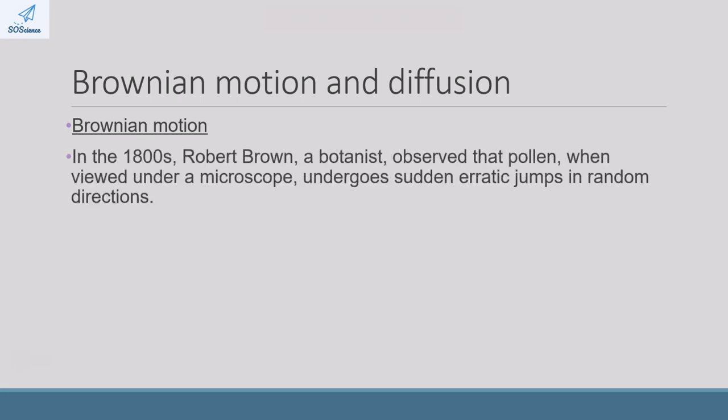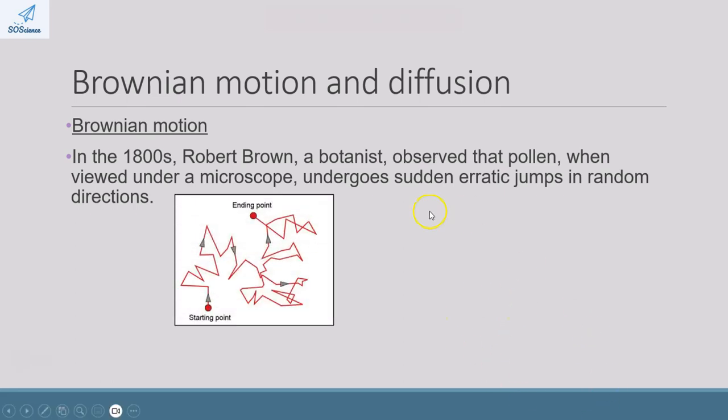Now, Robert Brown was a botanist, and in the 1800s, he observed pollen under a microscope. And what he found was that the pollen erratically jumped around. So there was no breeze or anything like that to impact the movement of the pollen particles.